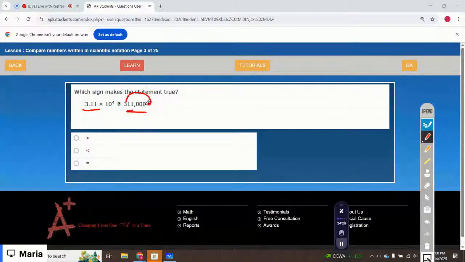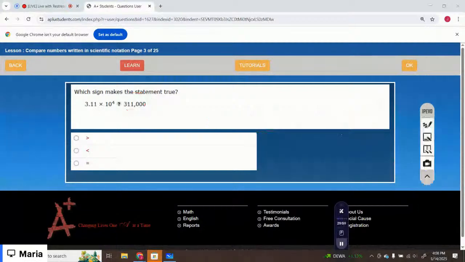You need to move the decimal point from here to here. How many places is the decimal point moved back? 1, 2, 3, 4, 5. So that is 3.11 times 10 exponent 5. Now look at your exponents. 4 is less than 5. So 3.11 times 10 exponent 4 is less than 3.11 times 10 exponent 5. Option number 2 is the correct option.